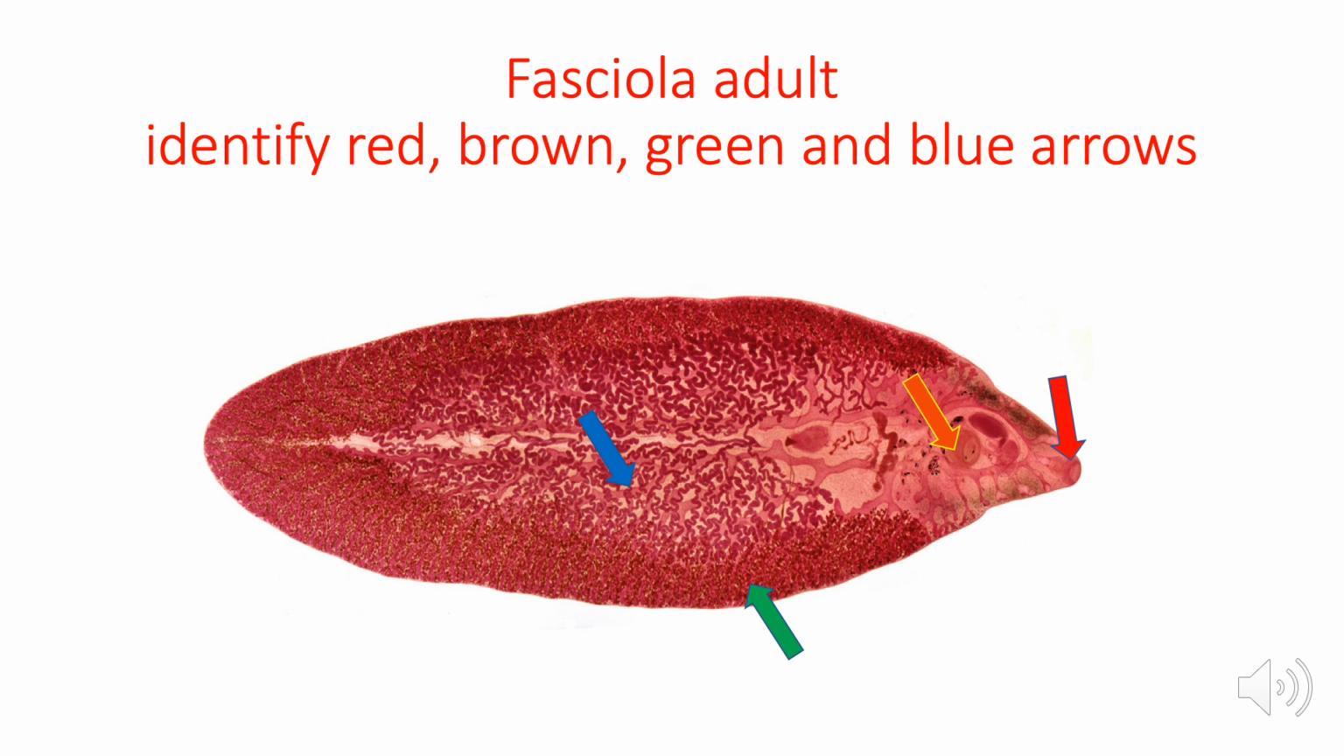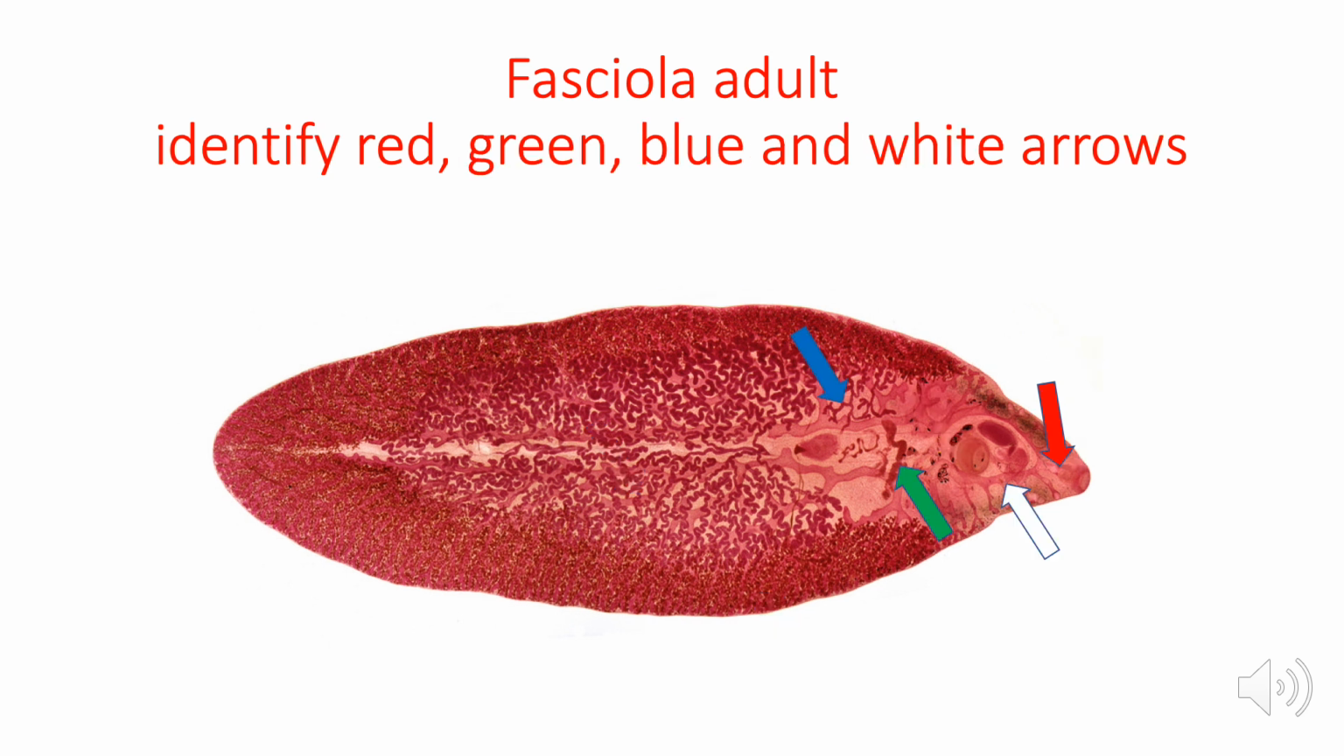At this point, I want you to identify the structures pointed by the following arrows. Can you please identify the structure pointed by the red arrow? Yes, that's the oral sucker. How about the structure pointed by the orange or brown arrow? That is the, yes, oral sucker. And then, the structure pointed by the green arrow. That is the vitellaria. And it extends from the shoulder down to the posterior end. How about the blue arrow? It's pointing to one of the testes of the worm. And it is described to be branch or dendritic.